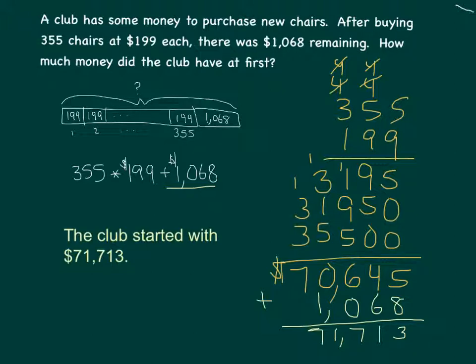I could say that I have about 400 times about 200 plus about 1,000, and that's going to give me 80,000 plus 1,000 is 81,000, and it's pretty close considering how much I rounded up here. And that's it for today's lesson.